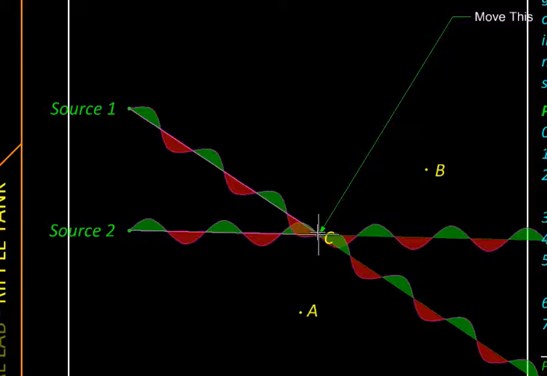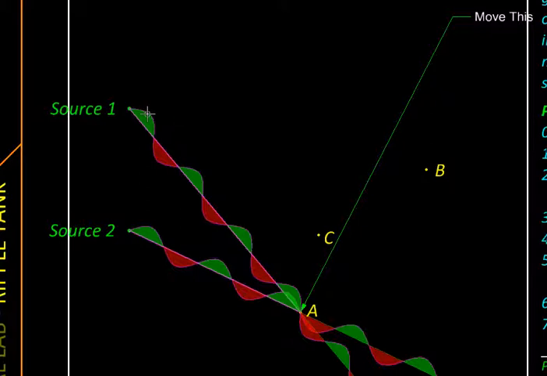At some other point, say like this point A here, let's do the same. So here we have 1, 2, 3, 4, 5, 6 and 7 half waves from source 1 and 1, 2, 3, 4, 5 half waves from source 2. So that gives us a path difference of 2 half waves or one complete wave, which is 360 degrees, and therefore both the waves will arrive in phase and interfere constructively.